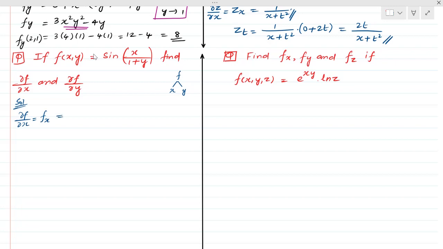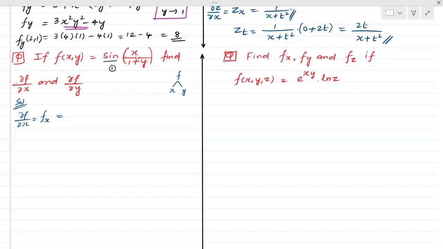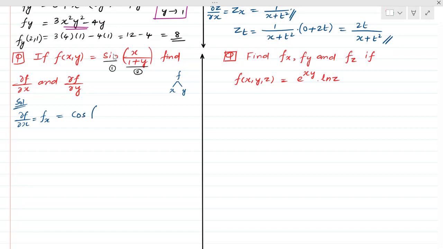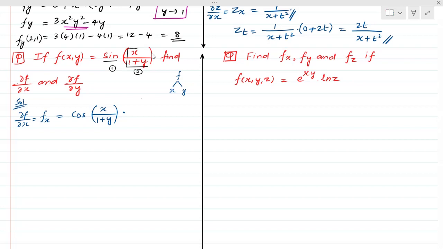Now here you have to apply the chain rule. What is the first one? First you have to differentiate the sine, then inside. So if you differentiate the first part, sine differentiation, it becomes cosine of x over 1 plus y, into, this is the chain rule, the derivative of the inside. What is the differentiation of this part with respect to x? With respect to x, x becomes 1 over 1 plus y. So this is the final answer.